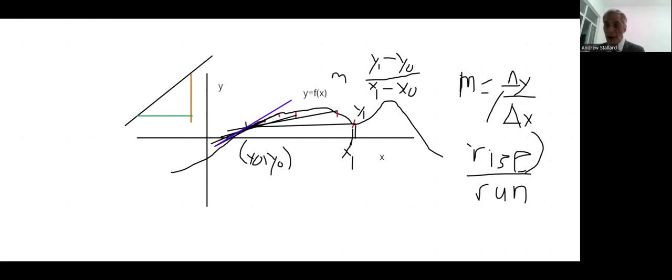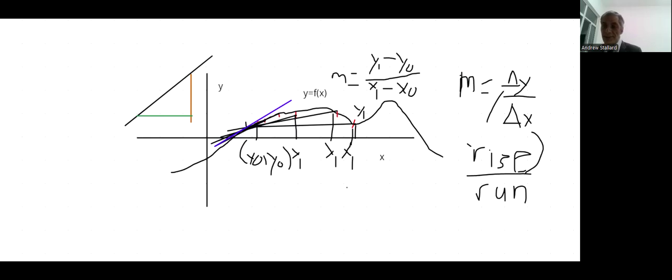Now let's move x1 closer to x. Let's make the new x1 here. Now here's the secant line. Let's keep moving x1 closer. Keep moving x1 closer to x naught. You notice these secant lines come closer and closer to the tangent line. Well, when x1 equals x naught, that's a problem because you're dividing by 0, even though y1 will also be the same as y naught, because you can't divide by 0.